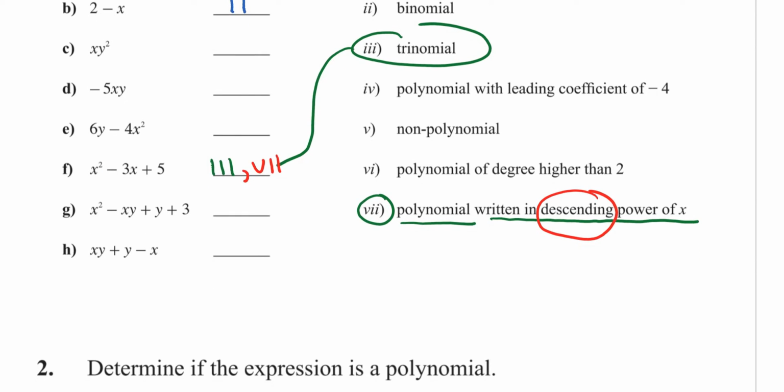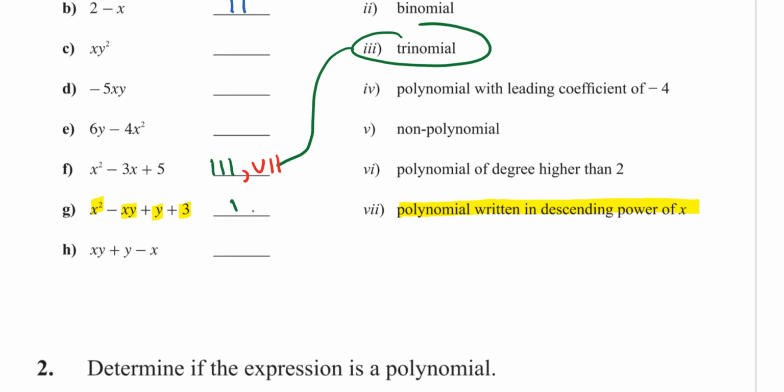Okay, for letter G, there's only one option here. Although there are 4 terms, we don't have any options available for 4 terms. But it is a polynomial written in descending powers of x again. So for letter G, it's going to be option number 7. All you have to do is look at the powers here. This power here is a 2, this power here is a 1, and this power here is going to be x to the 0, so that's just 0. So I go from 2, 2, 1, 0, so that's also written in descending powers.